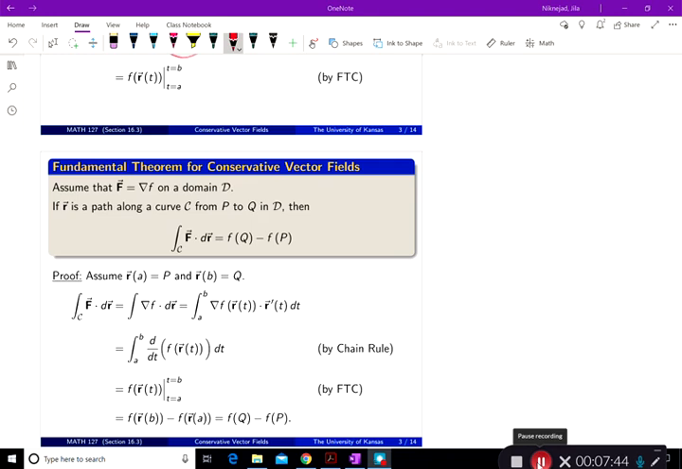Earlier we defined a as the t value where r evaluated at a is equal to P, and b as the value where r evaluated at b is equal to Q. So if I plug b and a into the function, then the inside would be Q and P, and so it's f of Q minus f of P.